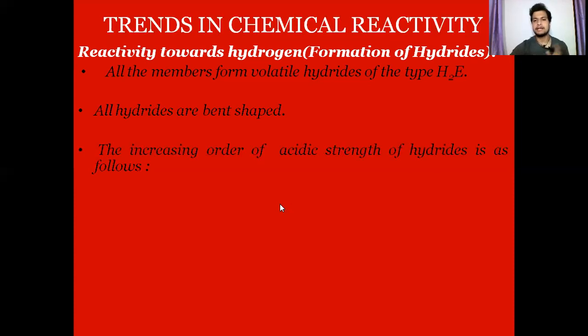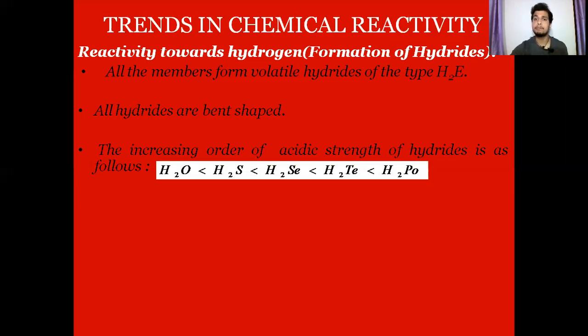And remember that if you try to find out which one of them will be more acidic, whether H2O or H2Po, it was found out that H2Po will be more acidic. That means when you move down the group, the acidic character of the hydrides will increase. Now, why is it so? It is because of the low bond dissociation energy.